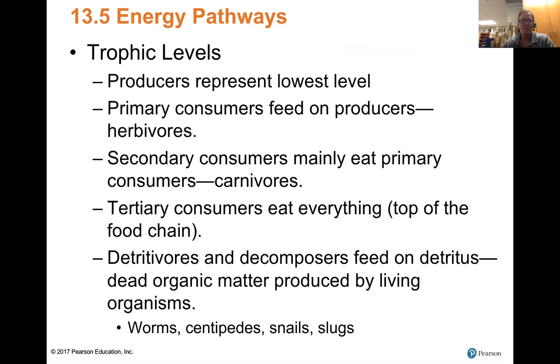So producers are the lowest trophic level. The primary consumers feed on the producers, herbivores. Secondary consumers eat the primary consumers, so the carnivores. And tertiary consumers eat everything, and they're the top of the food chain. And decomposers are those that feed on the dead organic material produced by living organisms.